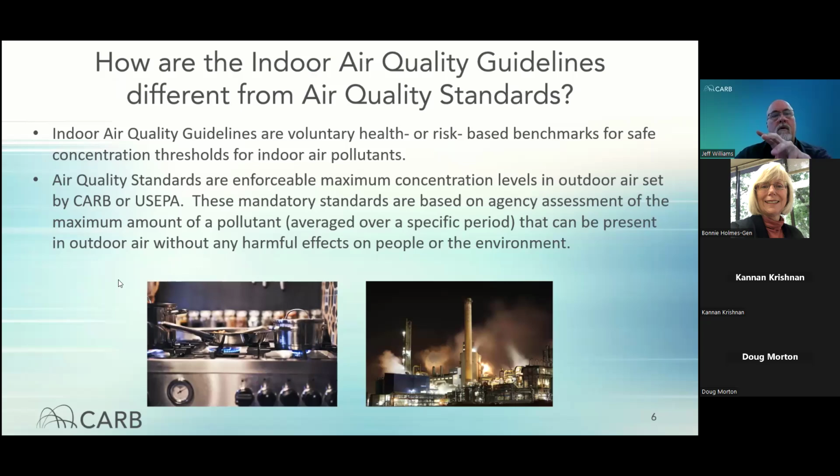In contrast, an air quality standard is enforceable. It's a maximum concentration level in outdoor air that's set by CARB or the US EPA. These mandatory standards are based on agency assessment of the maximum amount of a pollutant, averaged over a specific period, that can be present in outdoor air without any harmful effects on people or the environment.